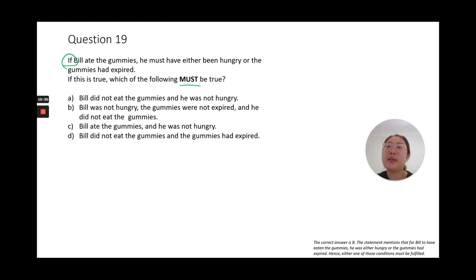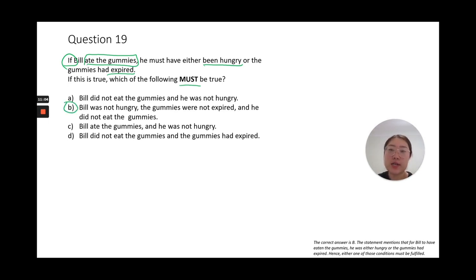If Bill ate the gummies, he must have either been hungry or the gummies have expired. There are two conditions here, hungry and expired. And either one of them must have been fulfilled for Bill to eat the gummies. Therefore, if Bill did not eat the gummies, then he shouldn't have been hungry and the gummies shouldn't have been expired. Because if either one of those were true, he would have eaten them. Okay? Therefore, B is the correct one.